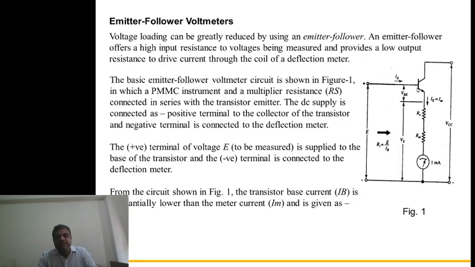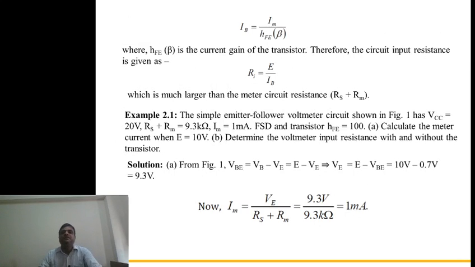Then from this circuit, the transistor base current IB is substantially lower than the meter current IM. It means the base current IB is small in comparison to IM. That's why this particular IE is equal to IM. If the base current is large, then this relation is not possible. So we use an assumption that the base current is lower than the meter current. Then IB equals IM upon HFE. HFE, or beta, you know is a parameter that is actually called the current gain.